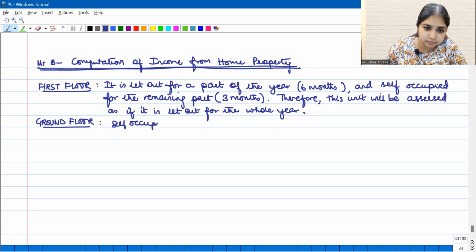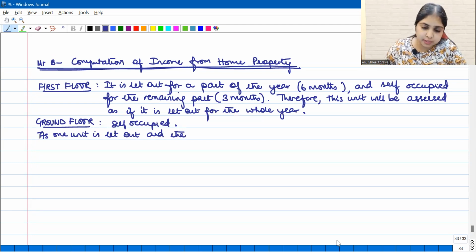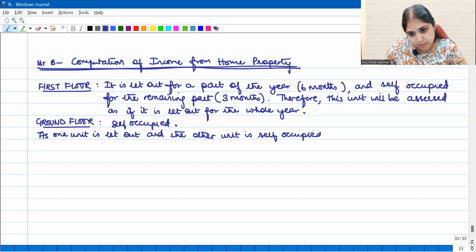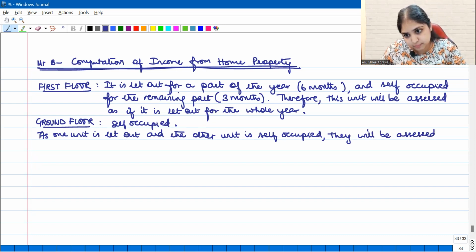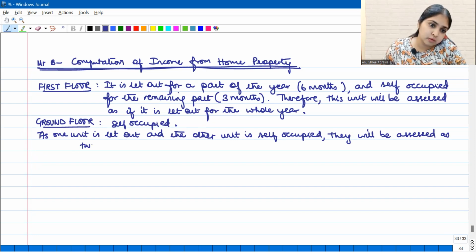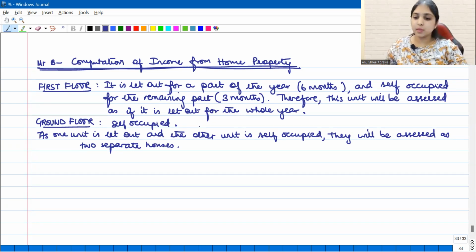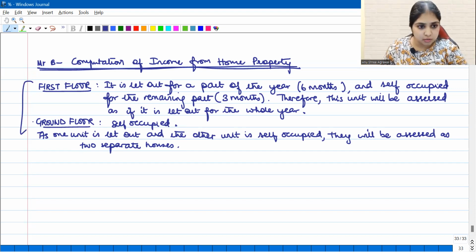self-occupied. Next line, write down as one unit is let out and the other unit is self-occupied, they will be assessed as two separate houses. Okay, so this is it about our introductory point.